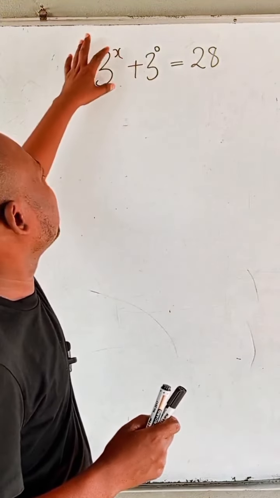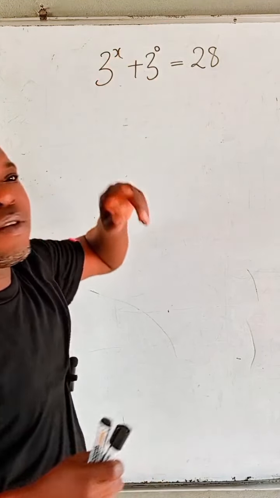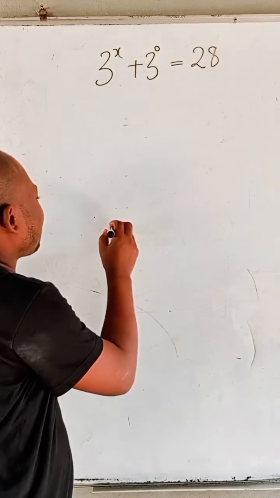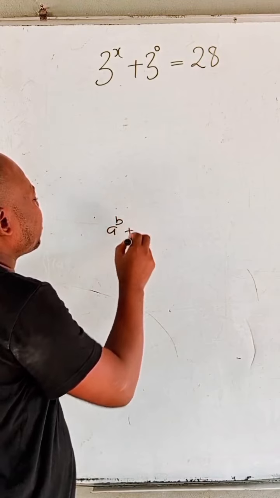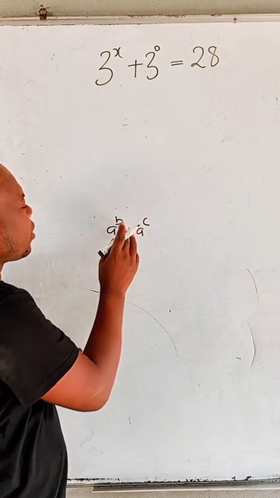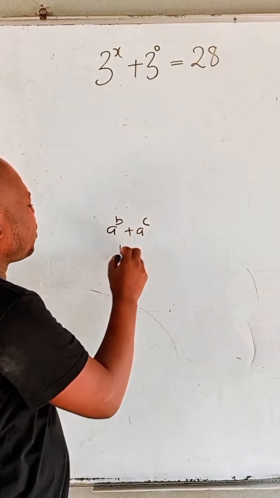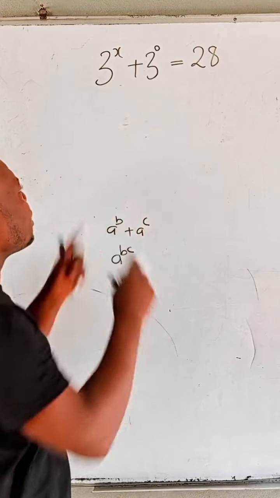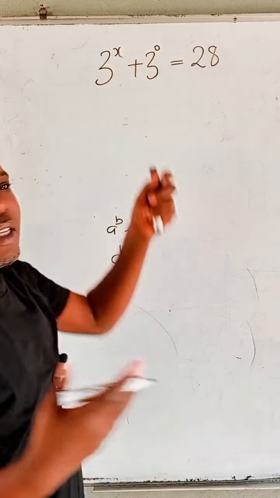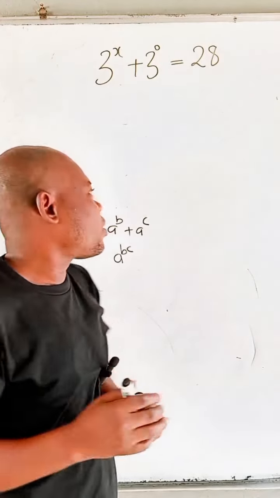So if you look at this, we have 3 raised to the power of x, and we have 3 raised to the power of 0. If you are to use one of the rules of indices, we state that when you have a raised to the power of b, raised to the power of c, you multiply their powers, and you have a raised to the power of bc. But in this case, if you try it, 0 times x will give us 0, because anything multiplied by 0 will give us 0. So we're not going to do that.